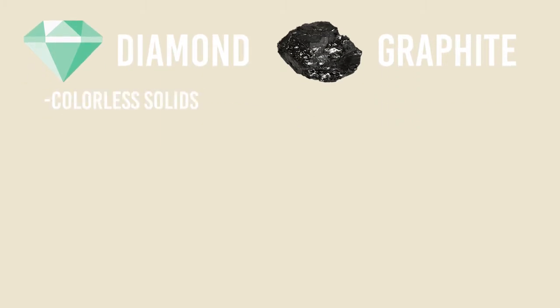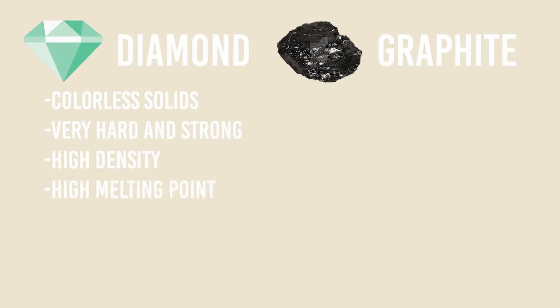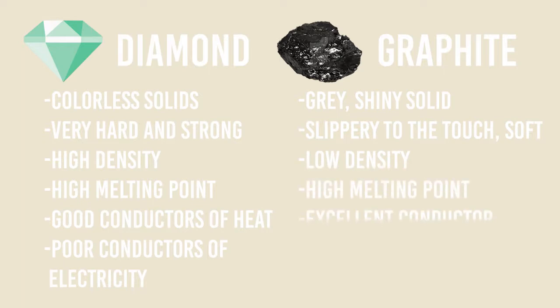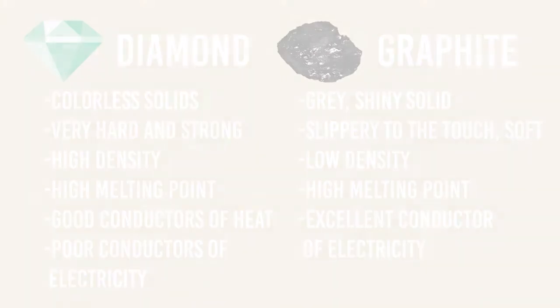Diamonds are colorless solids which are really hard. They're high density and have a high melting point, and they're very poor electricity conductors. Graphite is a gray shiny solid which is slippery to the touch, but also soft. It's low density but has a high melting point, and is an excellent electrical conductor. Hi, graphite. I like graphite. It's a specific arrangement of carbon atoms that is highly conductive.